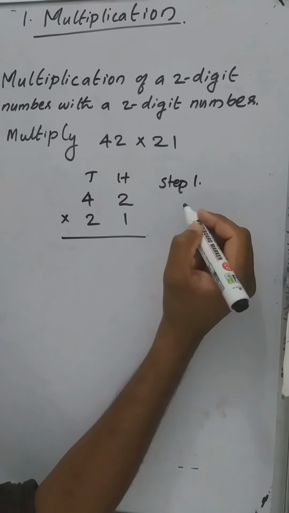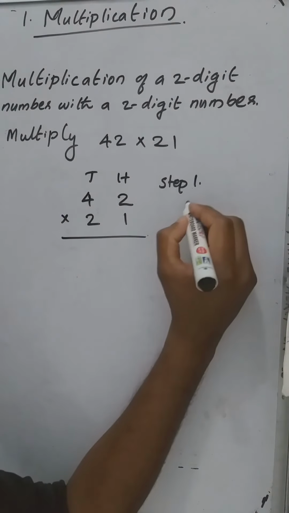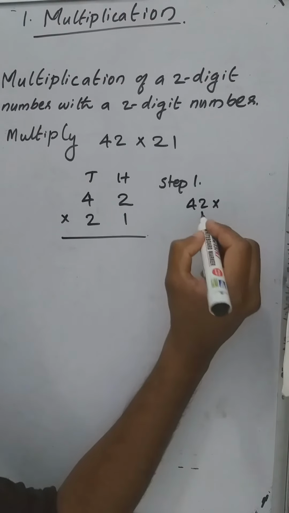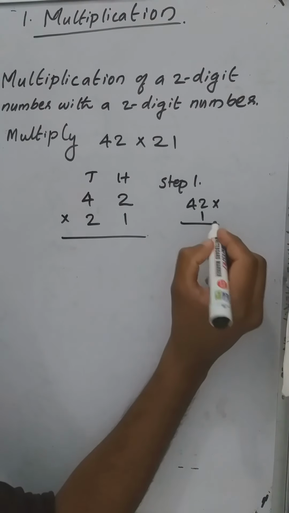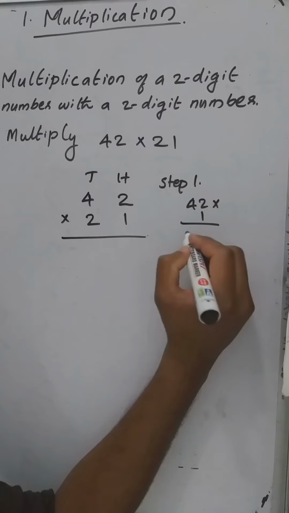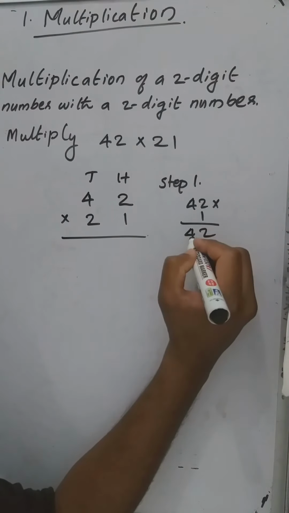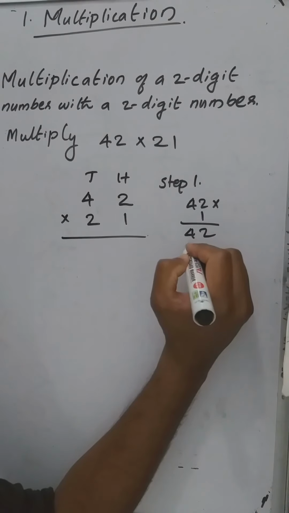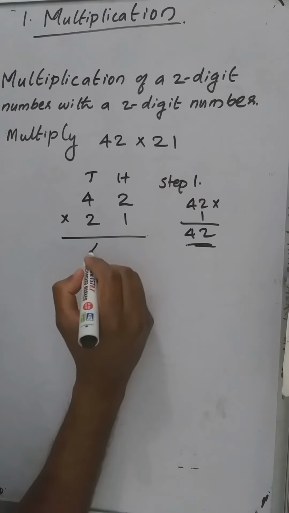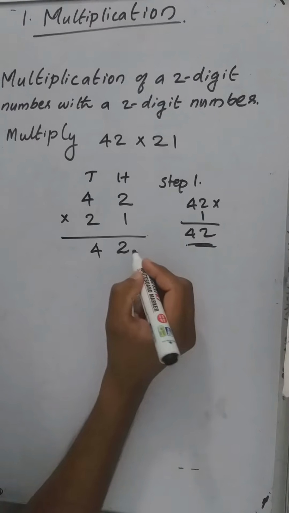In the first step we have to multiply 42 by 1. So 42 multiplied by 1. What is the answer we got? 42 multiplied by 1 is 42 itself. 1 2s are 2 and 4 1s are 4 itself. So we got 42 and you have to write 42 in the answer place.